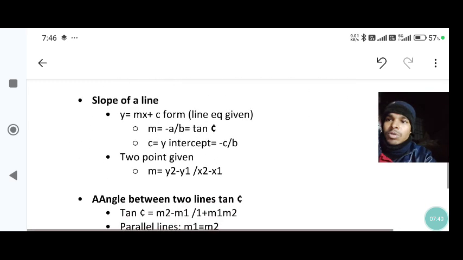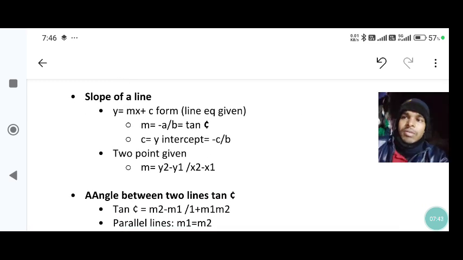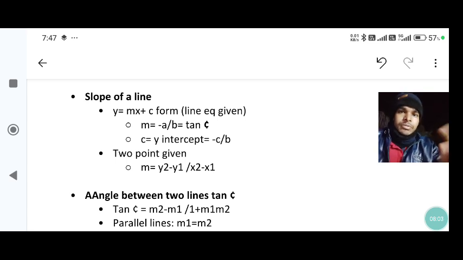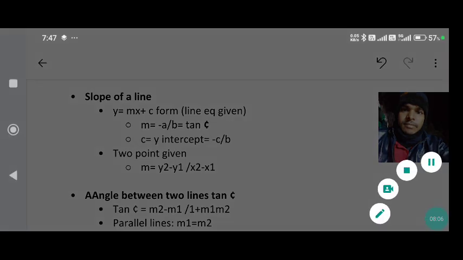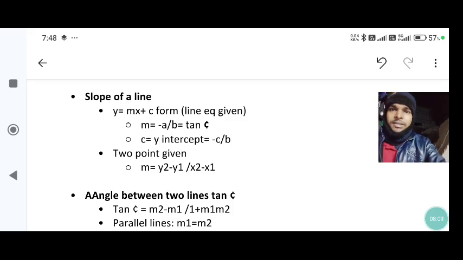For this slope intercept form we have found the equation. Now we are finding the slope of the line. The slope of the line y is equal to mx plus c is m, which is equal to tan theta, and theta is the angle between the line and the x-axis. In the general form, the slope is equal to minus a by b. And here c is the y-intercept, which is equal to minus c by b, taken from the equation of the line, and c is the y-intercept from the y is equal to mx plus c equation.